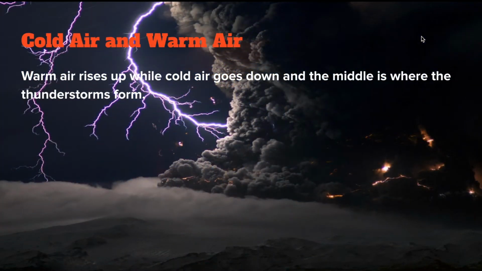Cold air and warm air. Warm air rises up while cold air goes down, and the middle is where the thunderstorms form.